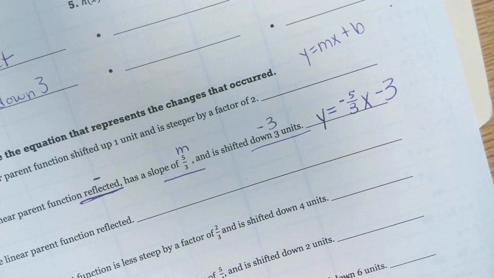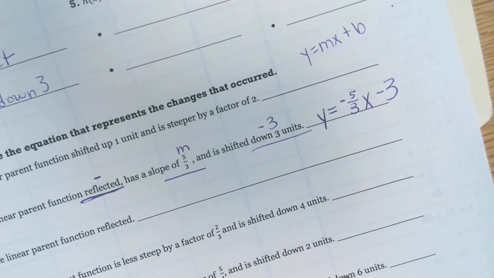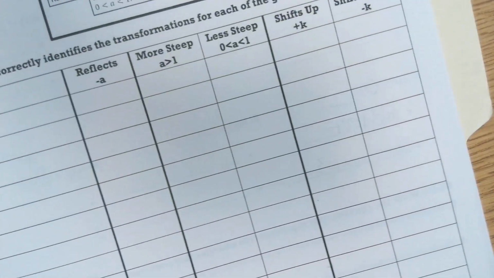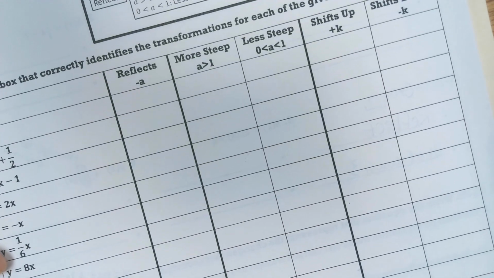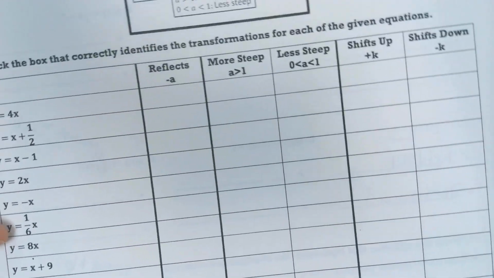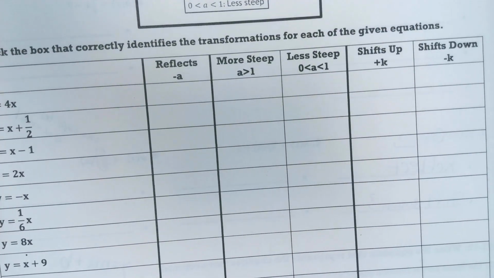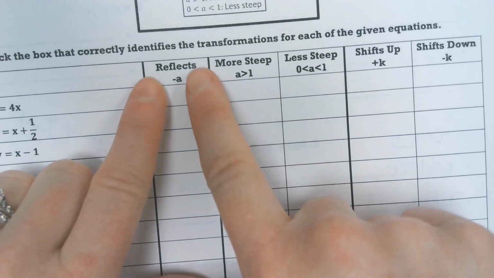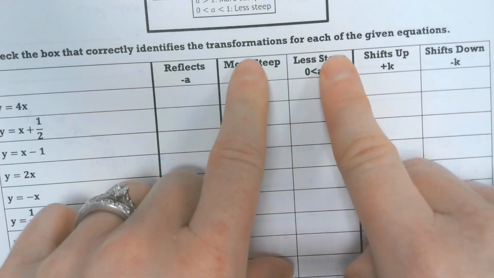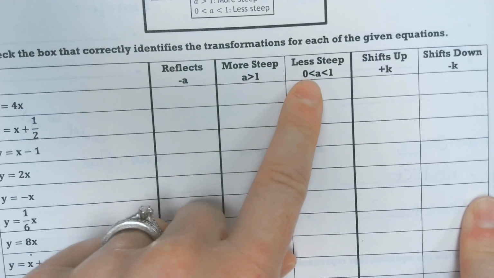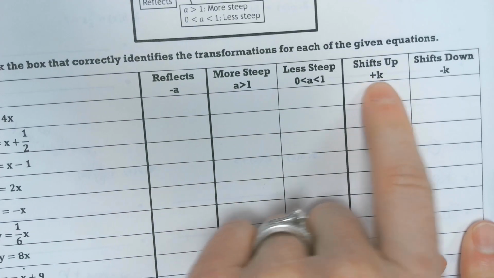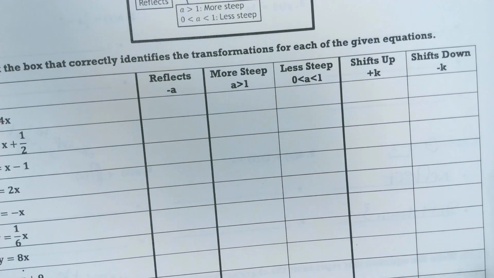Okay, we have one more side to look at. The back says, check the box that correctly identifies the transformations for each of the given slope. So you're going to check them off. None of them will have all of the checks. There's only one check between these two, and one check between these two, because you can't be more steep and less steep. You can't shift up and shift down, so you got to pick one.